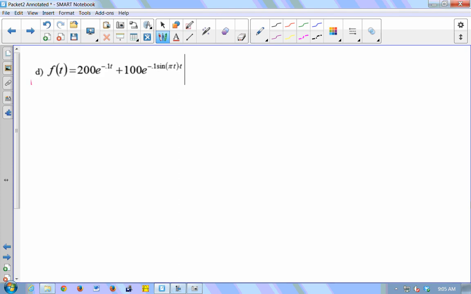So f prime of t is going to be the derivative of the first term plus the derivative of the second term. What's the derivative of this first term? Constant multiple. Yep, constant multiple. So I can just write the 200 down, right? And then I can just take the derivative of e to the negative 0.1 t, and I'll multiply that times my 200. So e to the negative 0.1 t. How am I going to take the derivative of that?